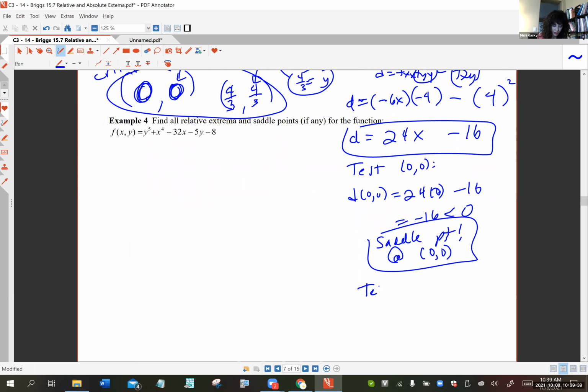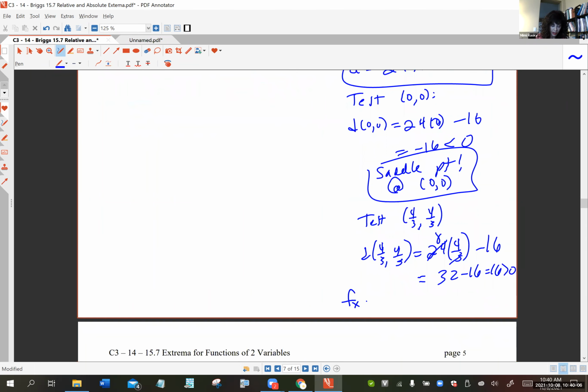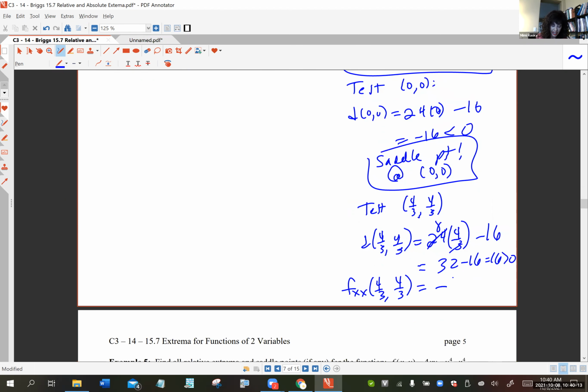And then if we test the 4/3, 4/3, substitute that point into D. D only has x here, but I'm going to do some reducing. 24 divided by 3 is 8. 8 times 4 is 32. Well, this is a positive number. So the theorem says if D is positive, you got to go check fxx and see if fxx is positive or negative. So when I substitute this critical point into fxx, which is negative 6x, and folks, I don't even care what the number is.